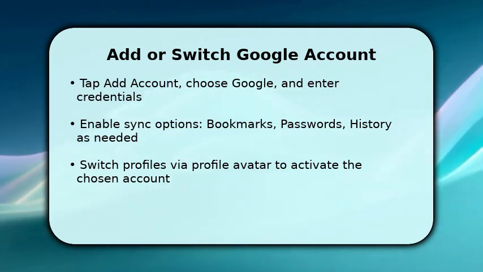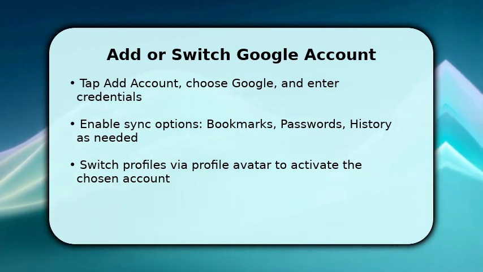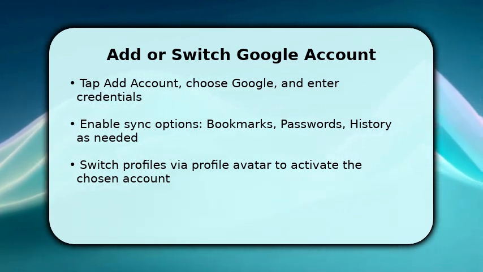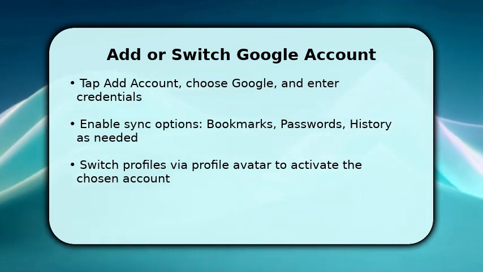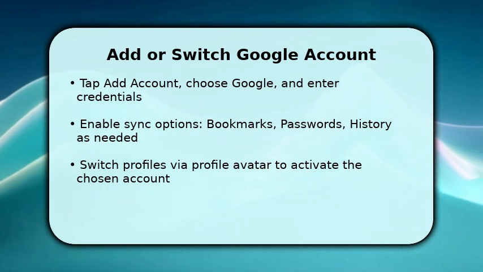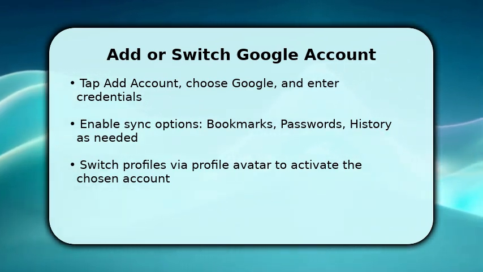After signing in, Chrome prompts to turn on Sync. Decide which items to sync, because Sync merges bookmarks and history. Once Sync is set, tap your profile avatar and select the new account to make it active. This finalizes which profile Chrome uses for searches, autofill, and saved passwords.